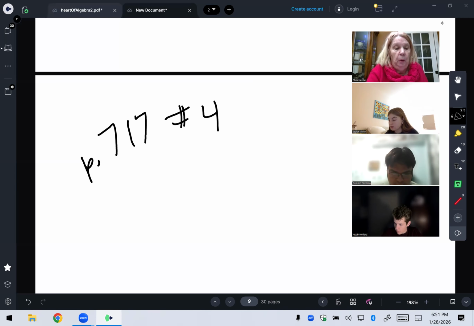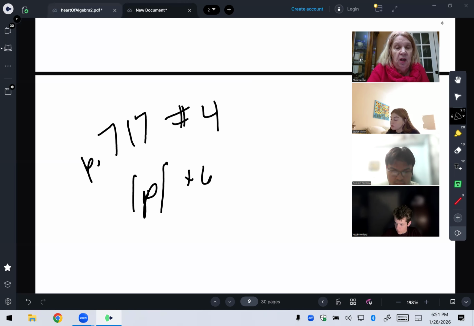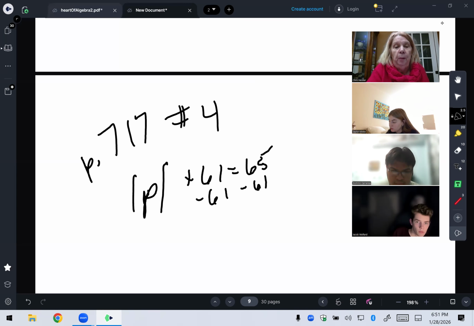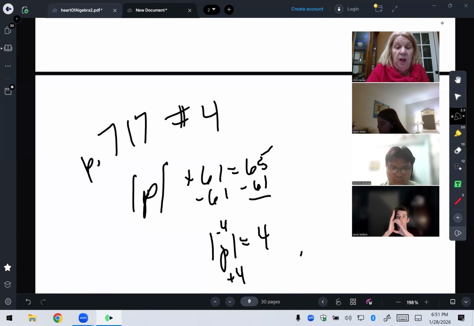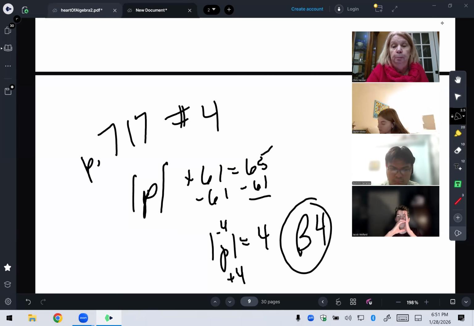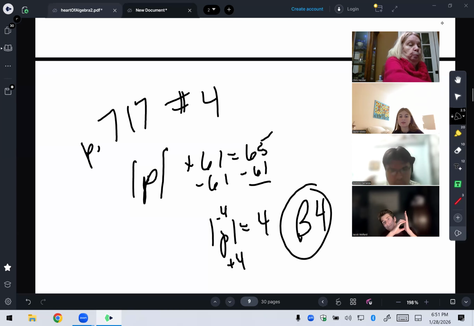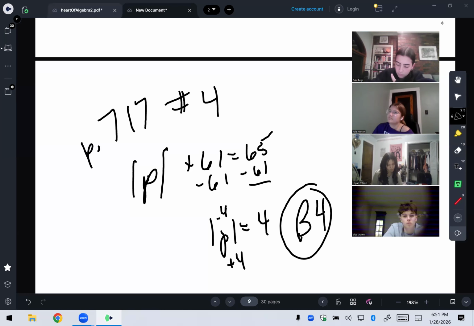So absolute value always has two solutions. The absolute value of p plus 61 is 65. So I subtract the 61 and I get absolute value of p is 4. It could be -4 or +4. The only one they give me is B4. Sounds like a bingo game, right? Everybody get B4? Okay, good. Thank you. Let me see the other group. Yeah, everyone, that one wasn't too bad, right?